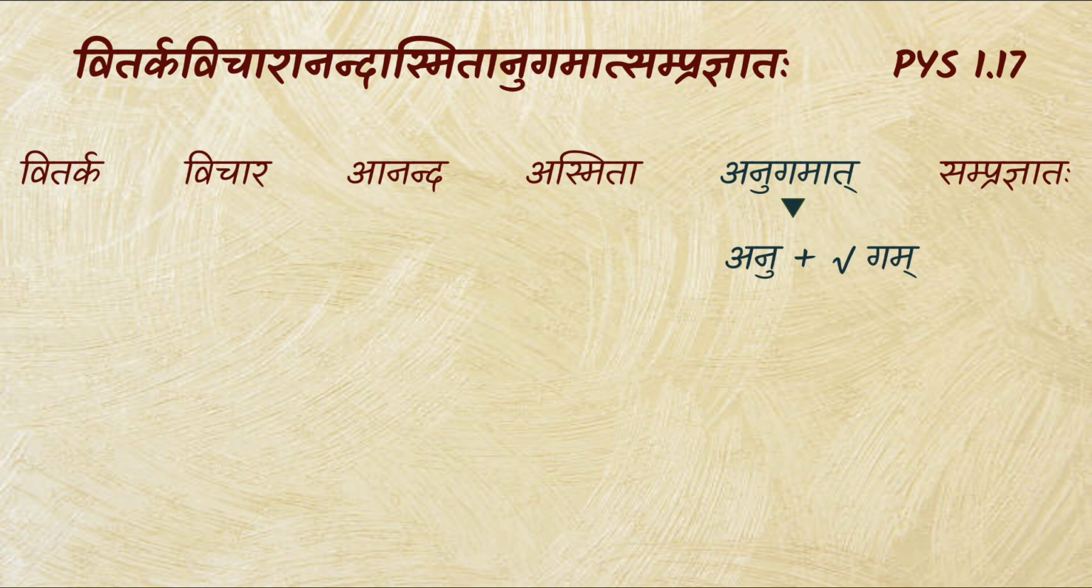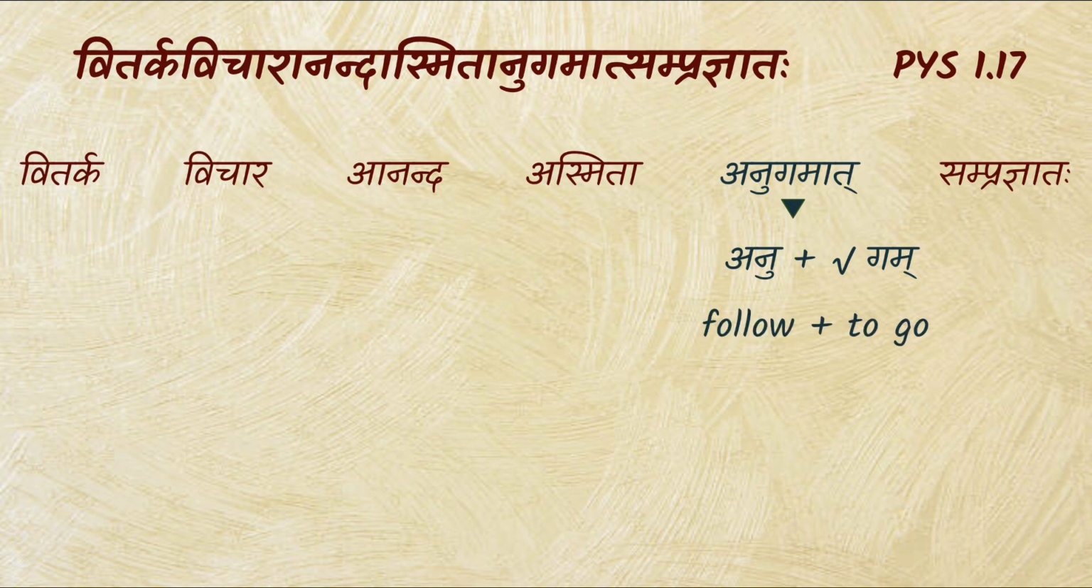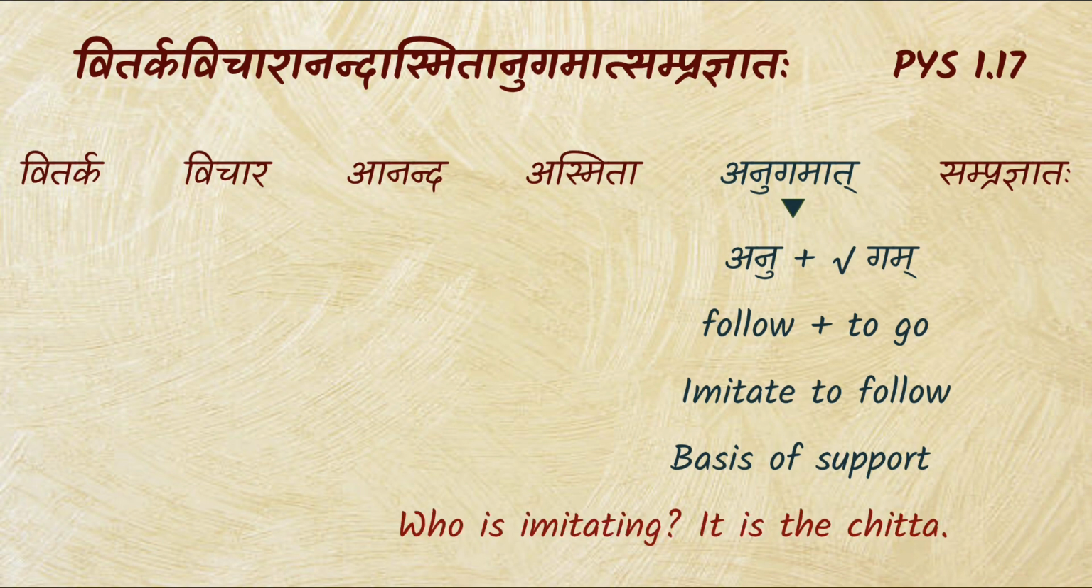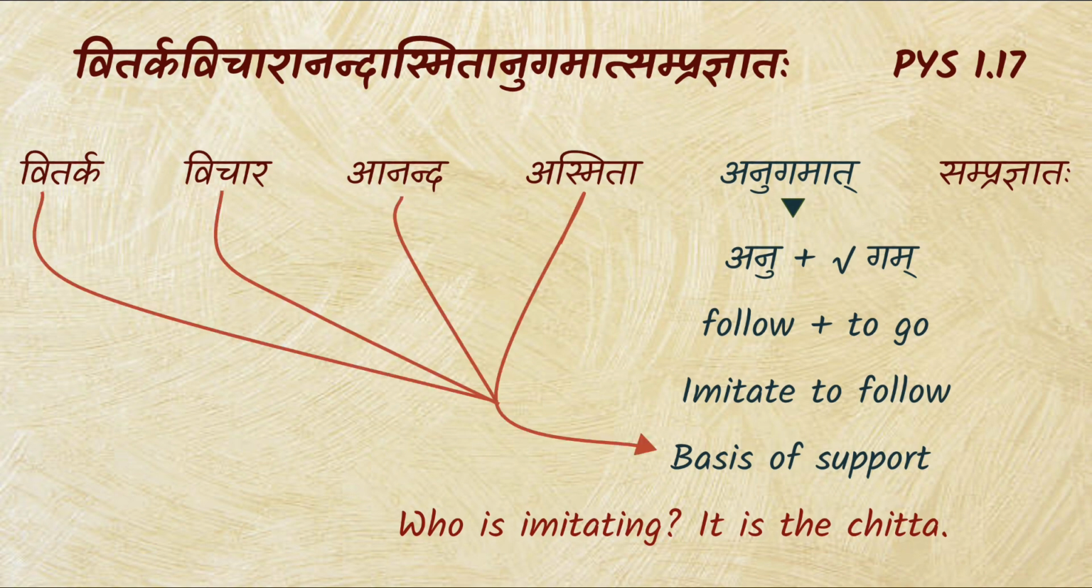The next word is anugamat, which consists of the prefix anu to the root word gam. The prefix anu means to follow and the dhatu gam means to go. Therefore, the word anugamat means to imitate, to follow, or basis of support. So the question arises, who follows? It is our chitta that follows. And what is the basis of support? It is these four attributes of vitark, vichar, Anand and Asmita that become the basis of support for the chitta.